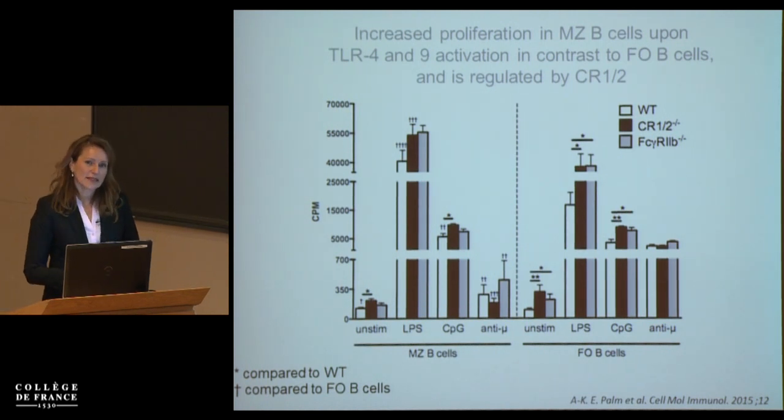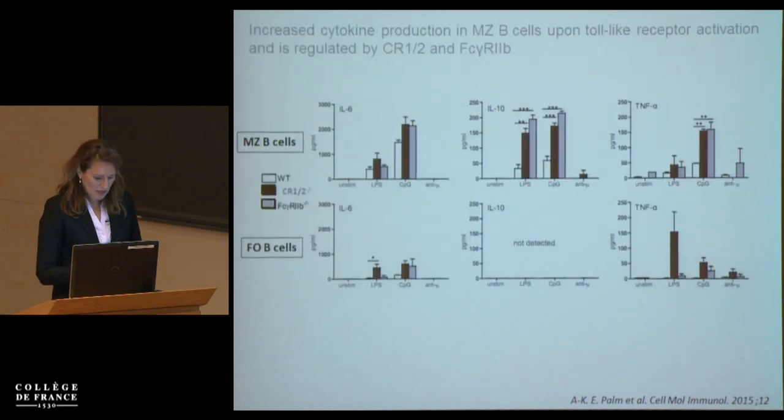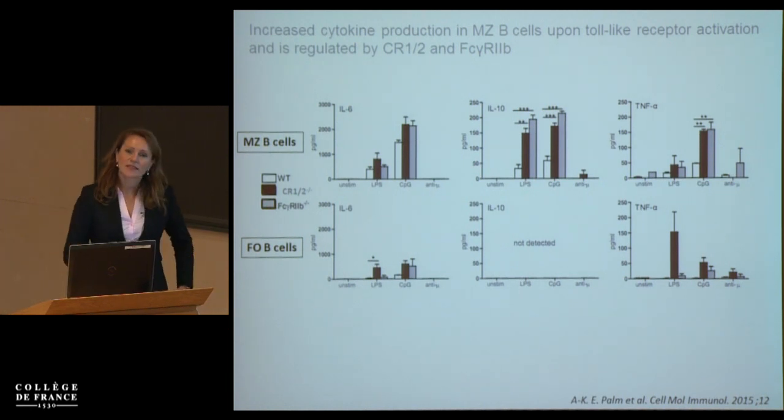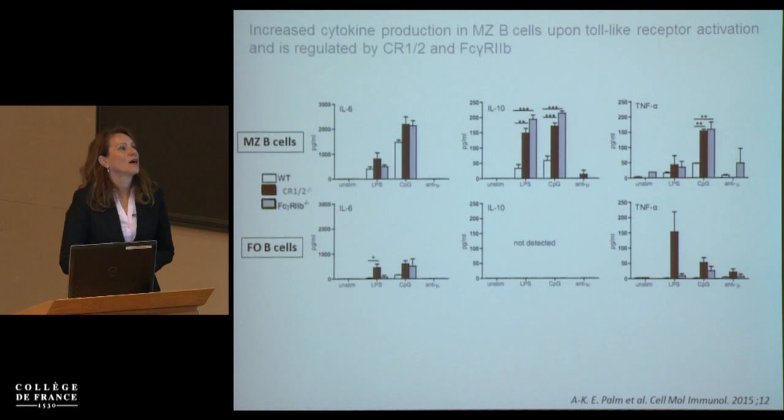So that indicates that these receptors also regulate the proliferation of these cells upon activation. And we also wanted to know, okay, what kind of cytokines do these cells produce? So we measured in an array where you have a lot of cytokines, and this came out. We had 3 cytokines that we detected in the supernatant.